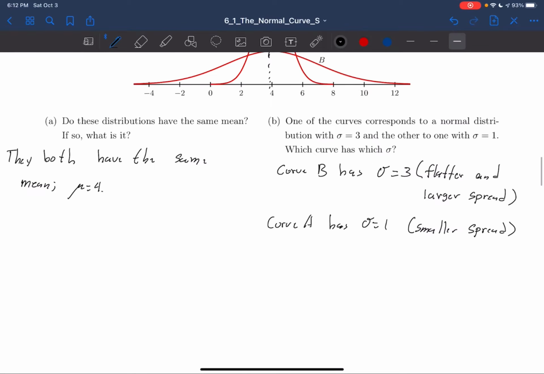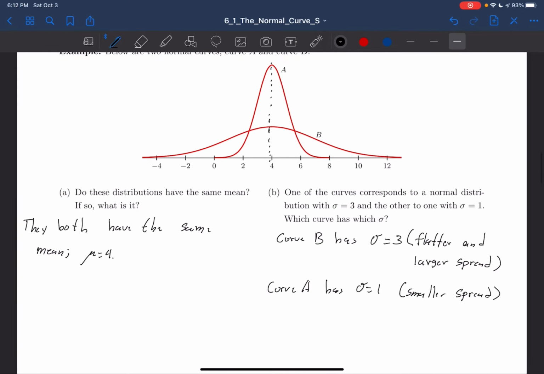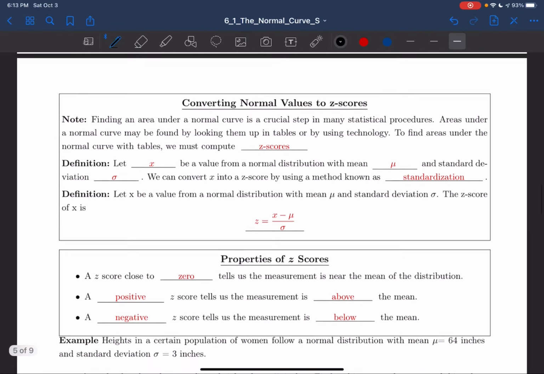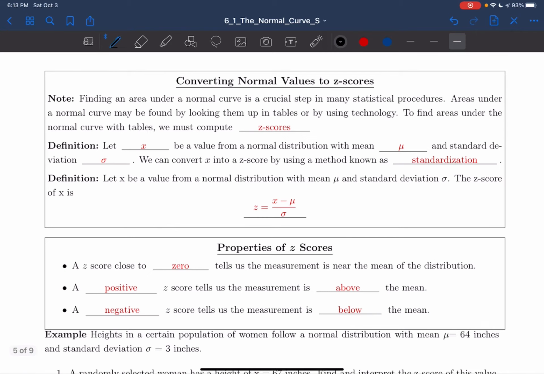Okay, so let's not forget about the theme of this whole section. We want to figure out how to find areas underneath the curve. Before we do that, we have to remember what z-scores are. We talked about z-scores before. Finding an area under a normal curve is a critical step in many statistical procedures.